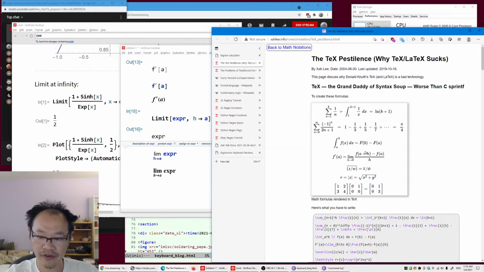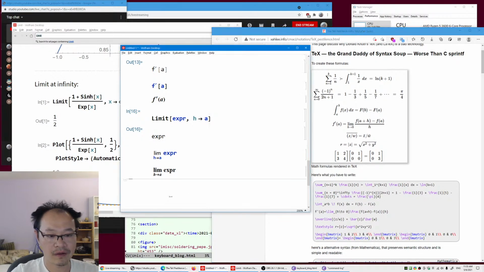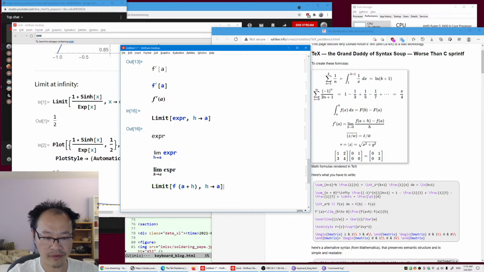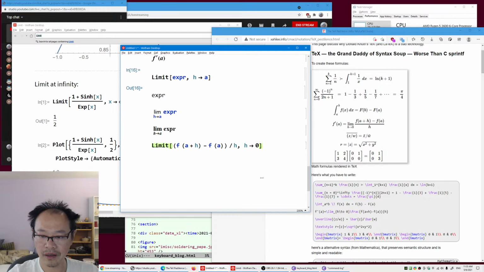So for example, let's do a more complex example of this limit. You have this, the traditional meaning of a derivative: f(a+h) minus f(a), divided by h, and h goes to 0.